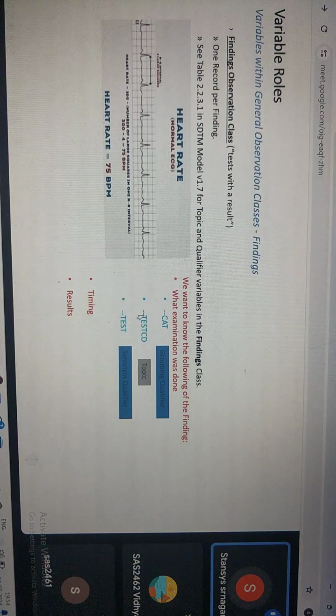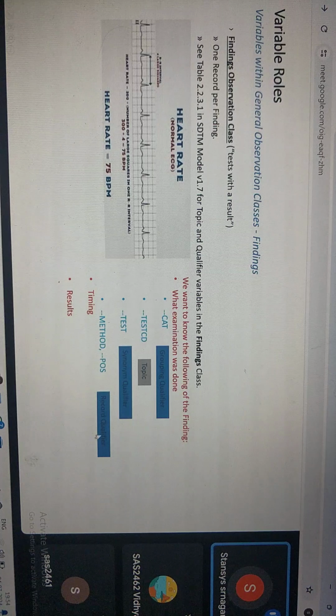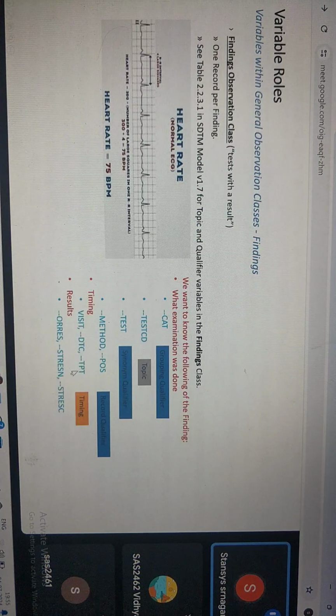Synonym qualifier. Why? Because the same information comes here, right? The timing again, so the DTC. Method and position will also be there. These are the record qualifiers, if you remember. Then the timing variables are visit, DTC, time points. These all are the timing variables. And then result: ORRES, STRESN and STRESC. Original results, standard results numeric version, standard result character version, these variables.